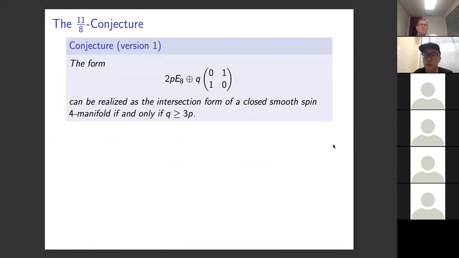This conjecture is stated even in a more general case. We don't even need the simply connected condition here.